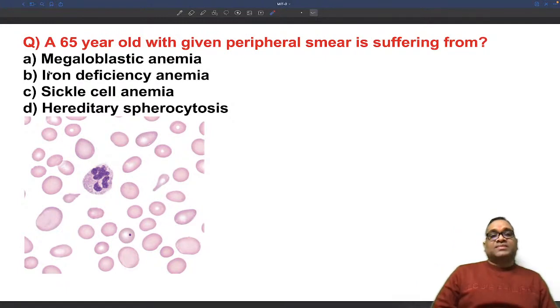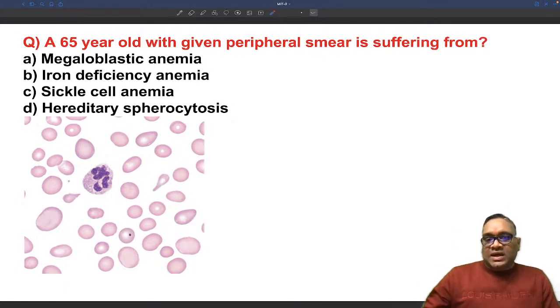Very good. So the first answer was given by Prashant, and it's a very sharp vision that he said it is a hypersegmented neutrophil. One lobe, two lobe, three lobe, four lobe, five lobe, six and seven. So multiple lobes. So hypersegmented neutrophil is present, right? And if you look at the RBC, you can see this is the normal RBC with 1/3 central pallor, right? So that is how you have to do it in your exam.